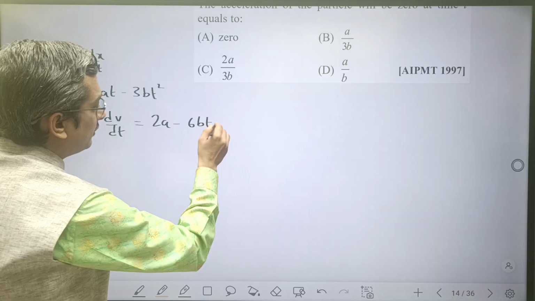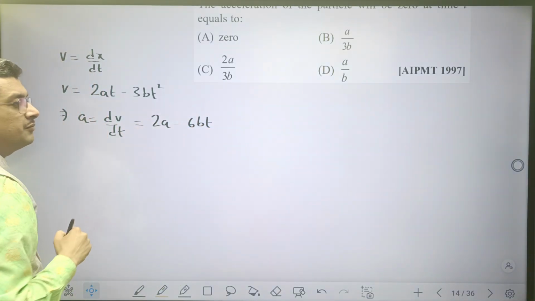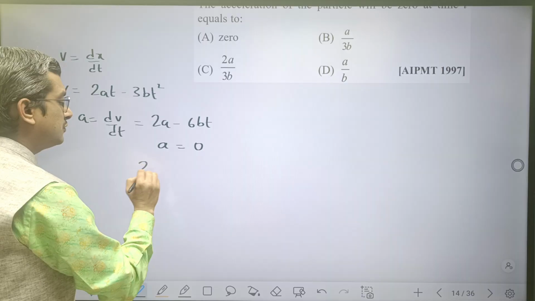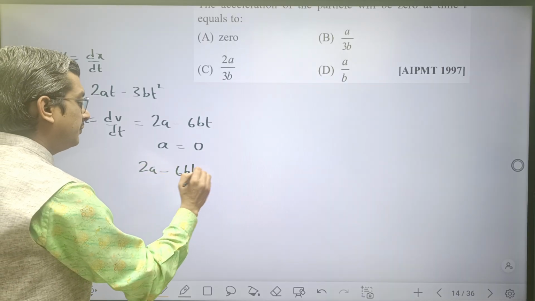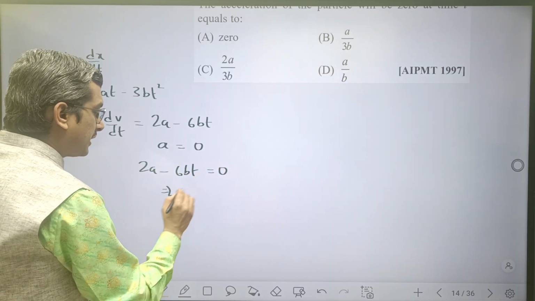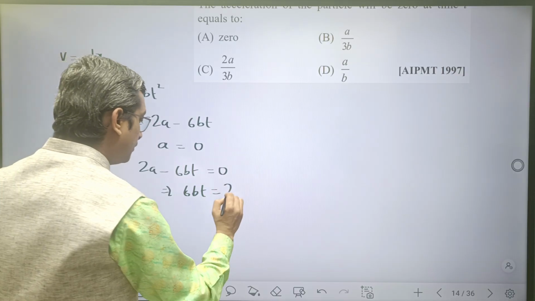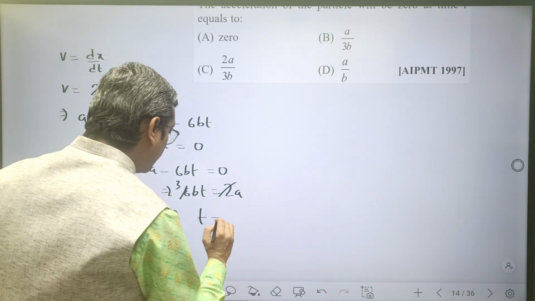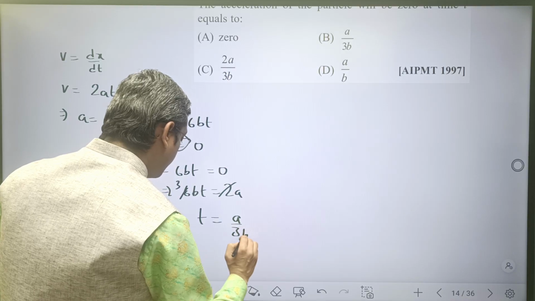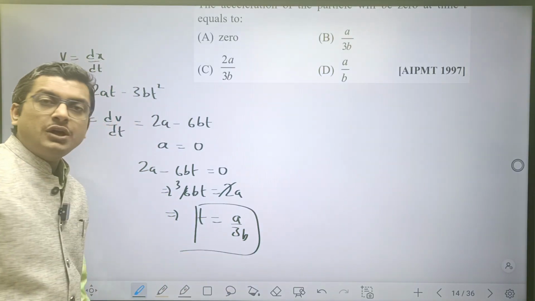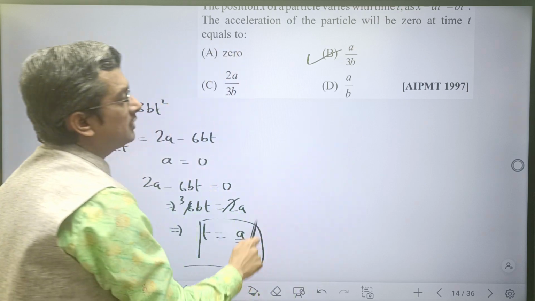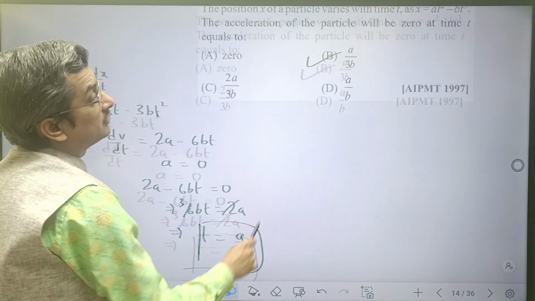So we have to find the time at which acceleration becomes 0. So this is the expression of acceleration. Put acceleration is equal to 0, so this is 2a minus 6bt is equal to 0, implies that 6bt is equal to 2a, so 2 ones are 2 threes are, and t is equal to a by 3b. So at time t is equal to a by 3b, the acceleration gets 0. So this is option B, time t is equal to a by 3b, isn't it?